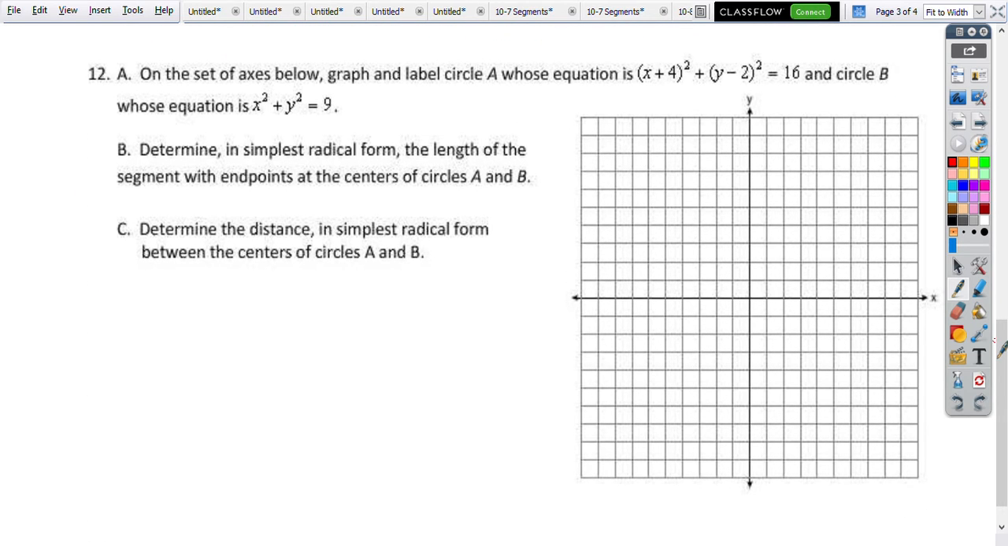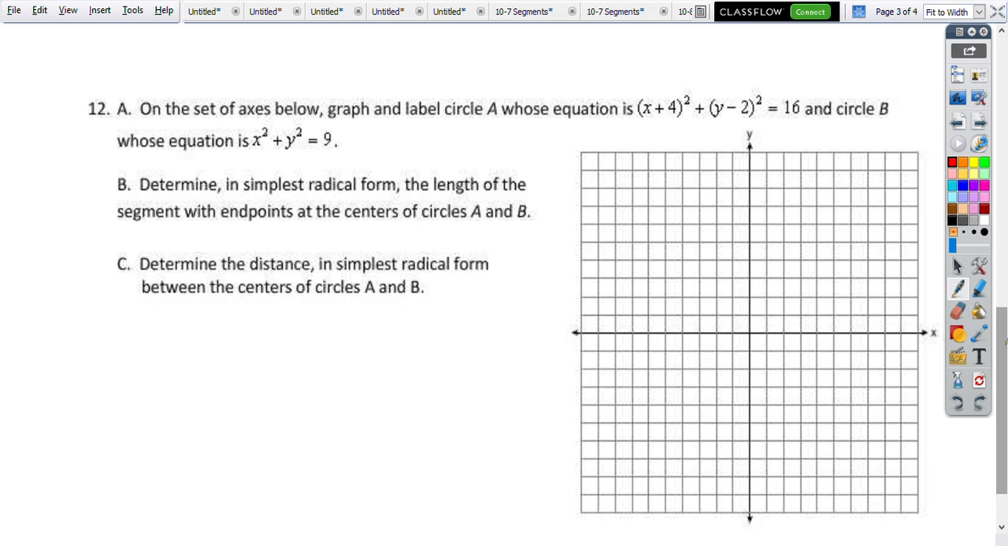Okay. Number 12, we want to graph a circle. So remember, we need the center and radius. So for this circle, the center is the point negative 4, 2, and my radius is 4. And for this circle, you can kind of think of this as x minus 0 squared, right, plus y minus 0 squared equals 9. So the center is the point 0, 0, and the radius is 3.